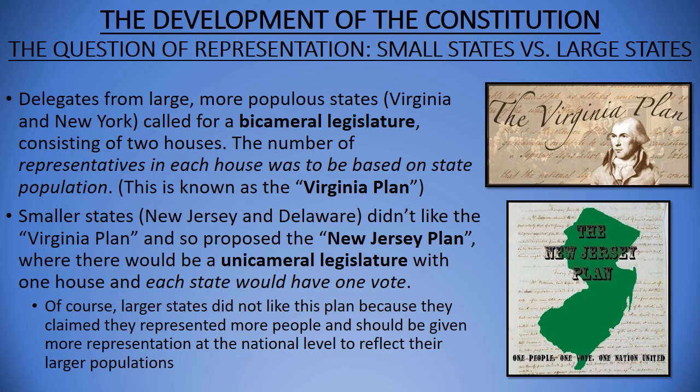On the other hand, the New Jersey plan, which was proposed by New Jersey and Delaware and other less populous states, they were like, yeah, we don't like that, because we don't have as many people. So we think we should just have a unicameral legislature, just one house, and everybody should be equal. Every state should just have one vote. So there's 13 states, and we'll just have 13 representatives in our legislature, one from each state. Of course, the larger states were like, yeah, no, that's not going to work because we represent a lot more people than you do, and that doesn't really seem fair to us.